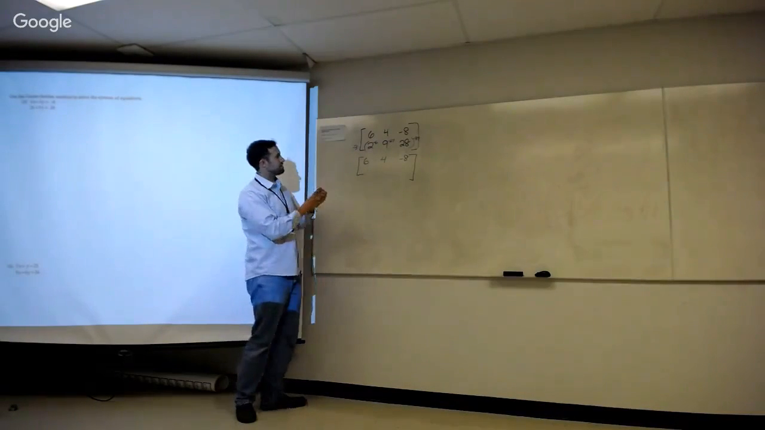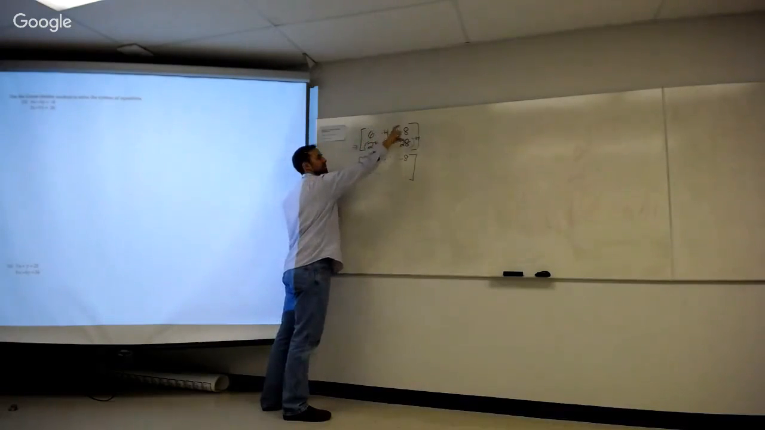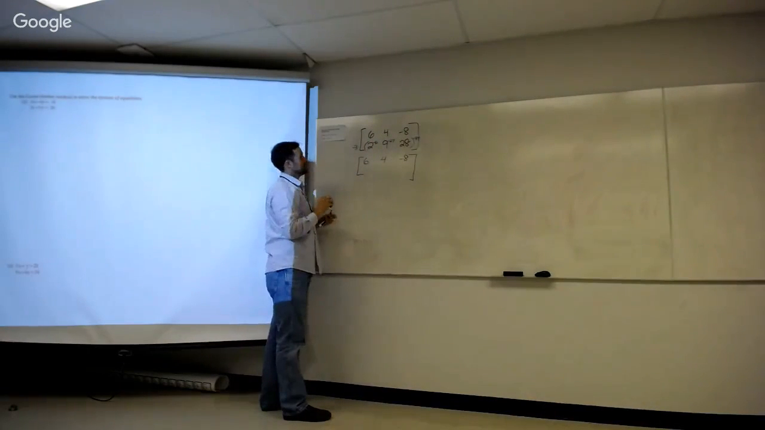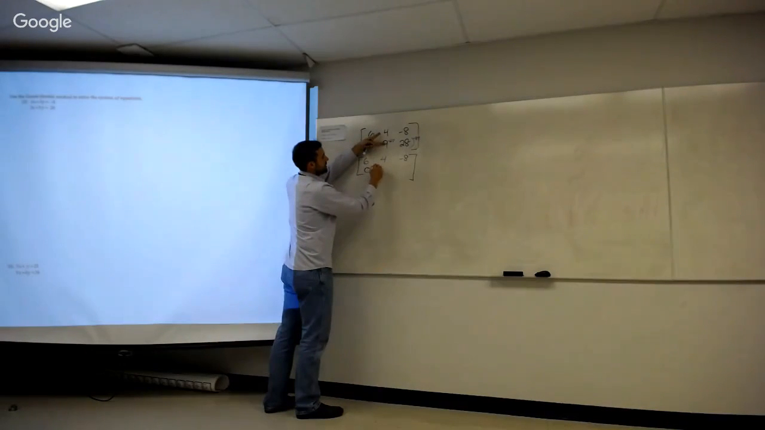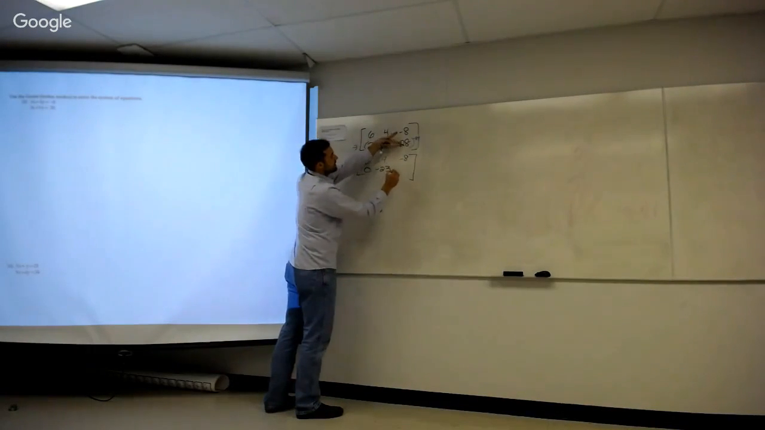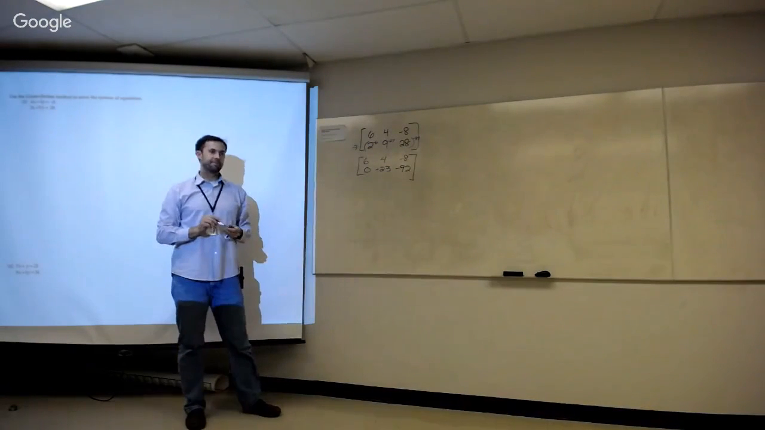So now what are we going to do? We're going to replace the second row with the sum of both rows. So what will my sum be? 0, -23, and -92. Did we do that right? Yes. Okay.